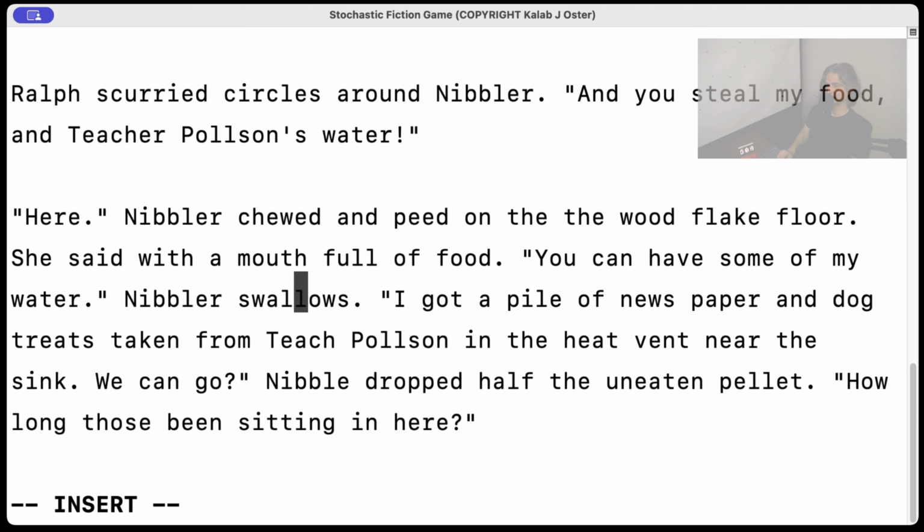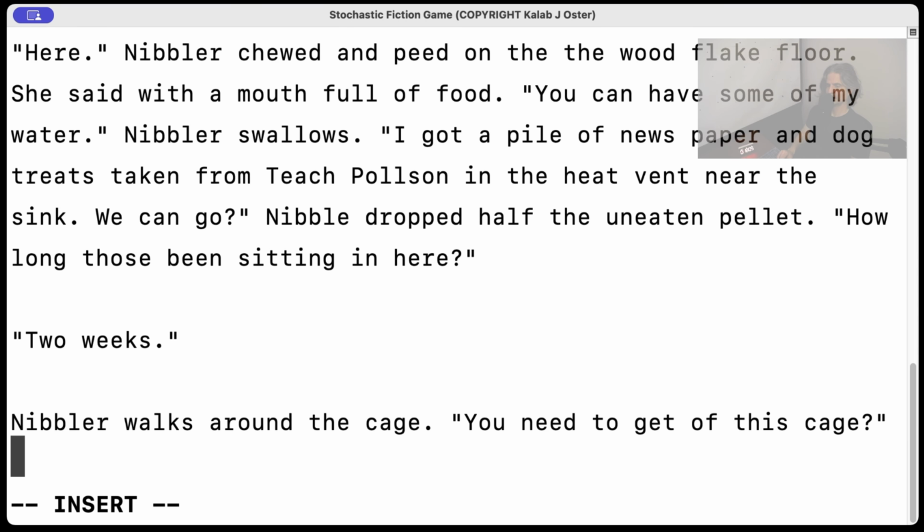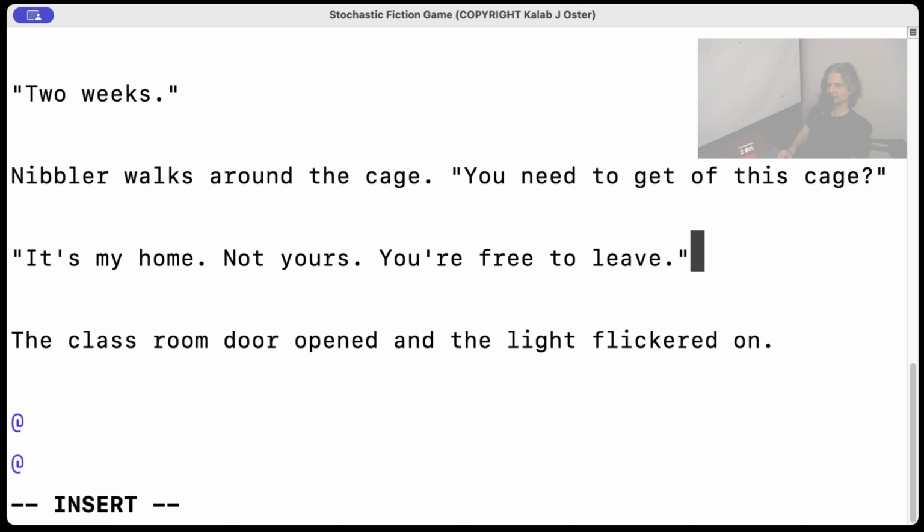Nibbler dropped the uneaten pellet. "How long has that been sitting in here?" "Two weeks." Nibbler walks around the cage. "You need to get out of this cage." "It's my home, not yours." "You're free to leave."